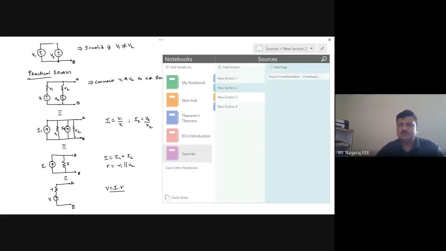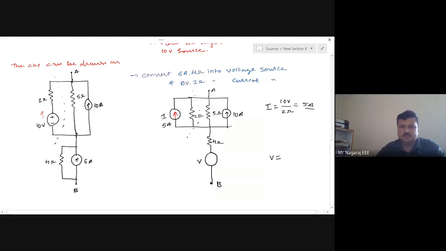So in this circuit, V is equal to 6 amperes multiplied by 4 ohms. So this voltage V is equal to 24 volts. And the direction or polarity of the source is along the direction of the current arrow. The arrow mark of the current source is upward, therefore positive sign will come upward, negative sign will come downward.